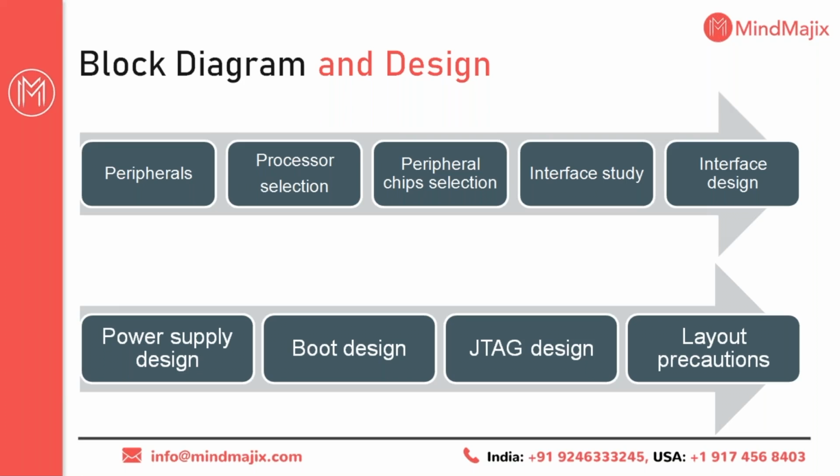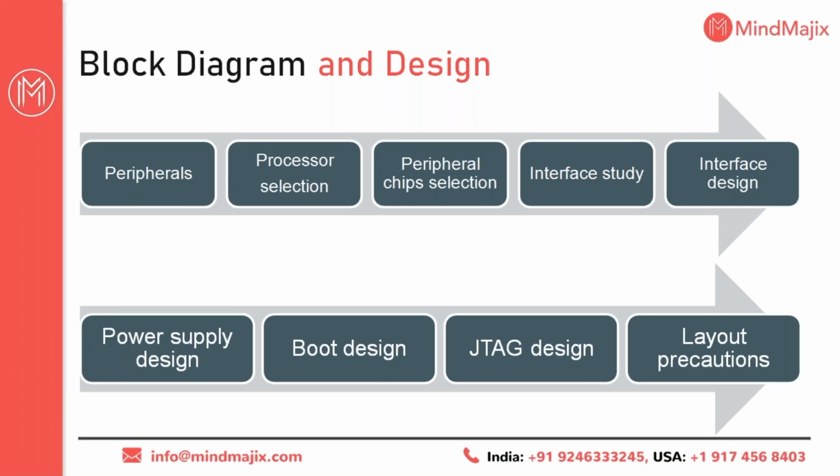And then once the peripherals are identified, a processor is selected. The processor selection includes selecting a processor that will support these peripherals. The processor selection is an involved process, and there is a session on the design criteria that are to be considered in selecting a processor.